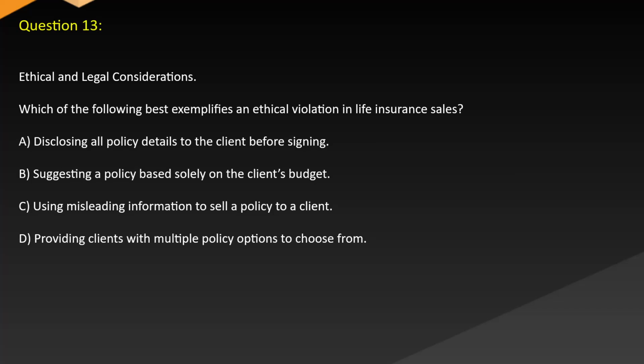Question 13. Ethical and legal considerations. Which of the following best exemplifies an ethical violation in life insurance sales? A. Disclosing all policy details to the client before signing. B. Suggesting a policy based solely on the client's budget. C. Using misleading information to sell a policy to a client. D. Providing clients with multiple policy options to choose from.